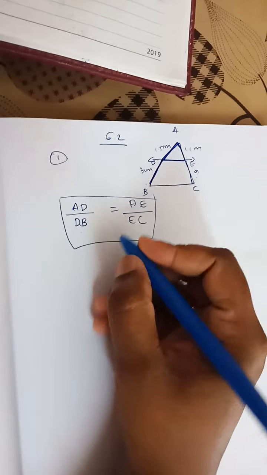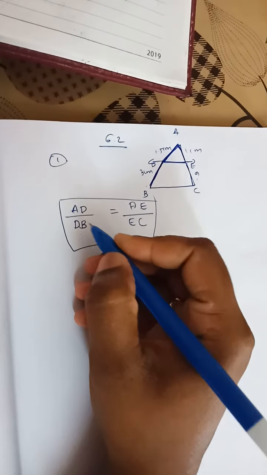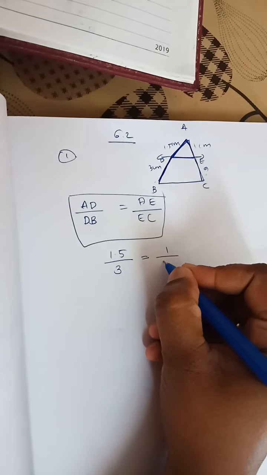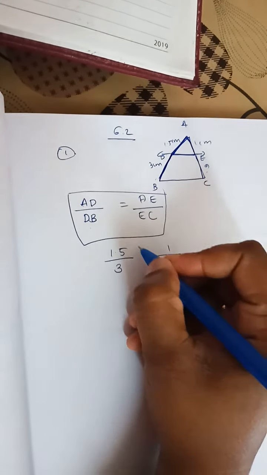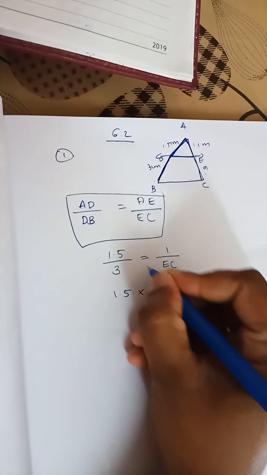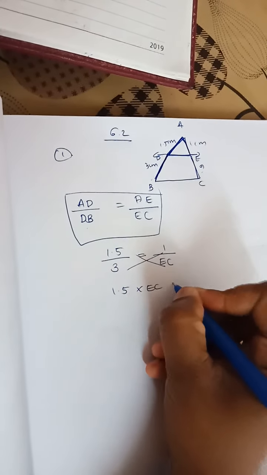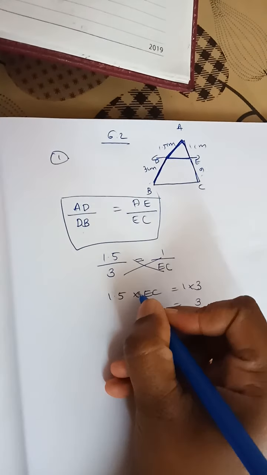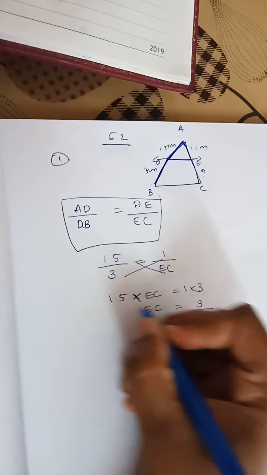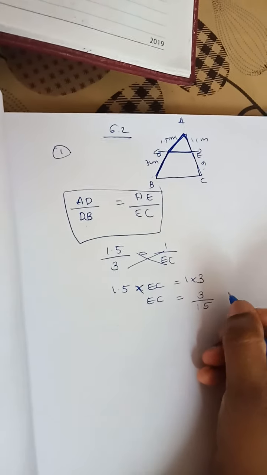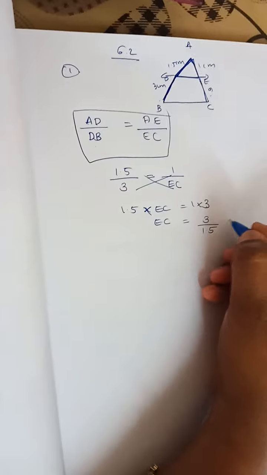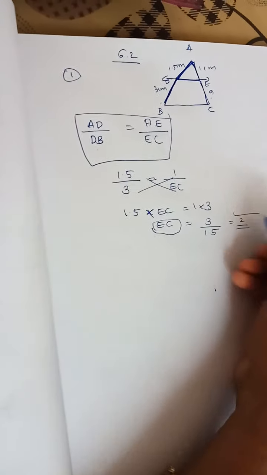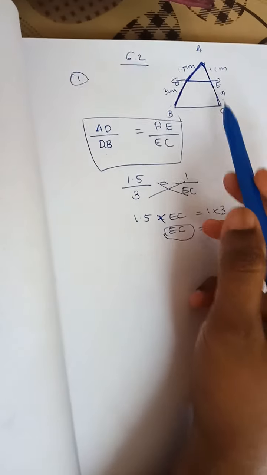So what is AD? AD is 1.5, divided by DB, which is 3, is equal to AE, which is 1, divided by EC. We have to calculate. Okay, cross multiplication: 1.5 into EC is equal to 1 into 3. 1 into 3 is equal to 3, and 1.5 comes here as a divisor. So 3 divided by 1.5 is equal to 2. So now we got EC is equal to 2 centimeter. That is the first question.